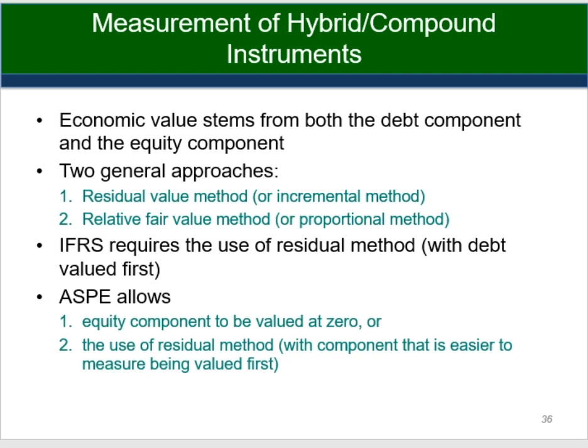So IFRS uses the residual method, with debt being valued first because that's the one that has primary status in liquidation and in obligation of the company. ASPE allows either one. It even allows the equity component to be valued at zero and the entire amount to be allocated to debt, and so any actual realization of equity later would be adjusted with a gain or loss. But it does allow the use of the residual method with the component that's easier to measure being valued first.